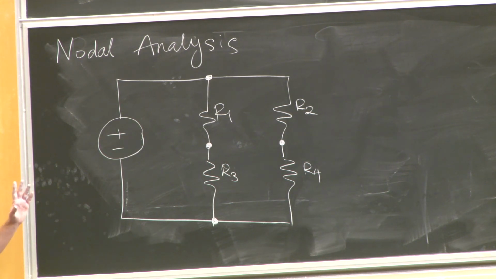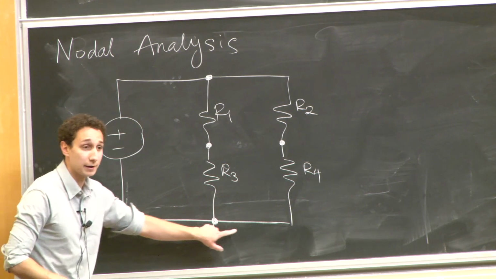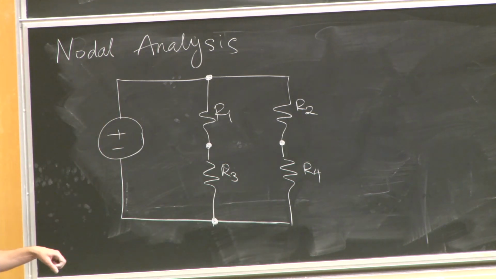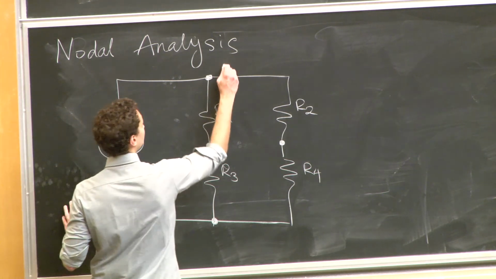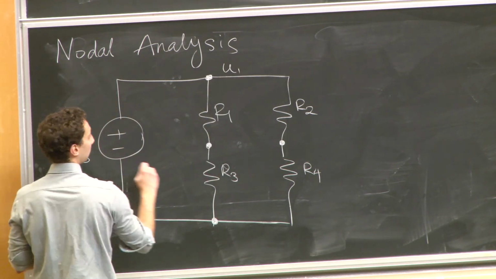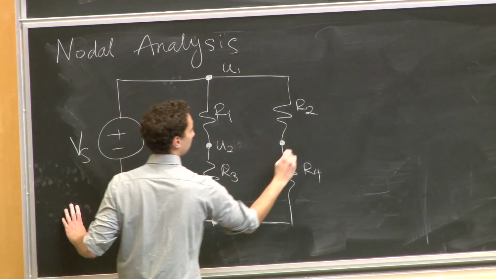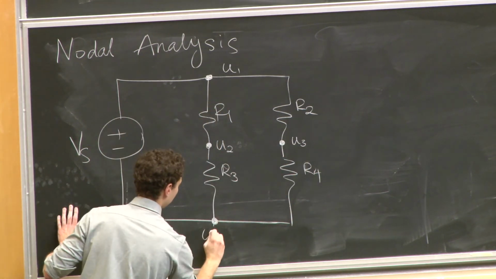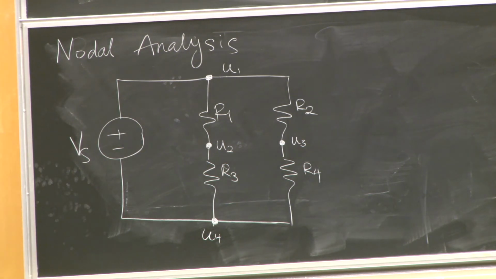If you guys are having issues with identifying nodes at all, please come to office hours. It's a little bit subtle because we make a lot of assumptions implicit when we define these nodes, meaning everything that's connected by a wire is the same potential. Okay? Now I'm going to label these: U1, U2, U3, U4. Now what's my next step?